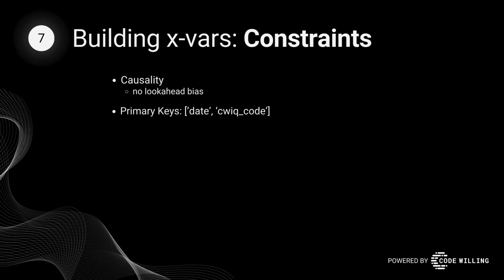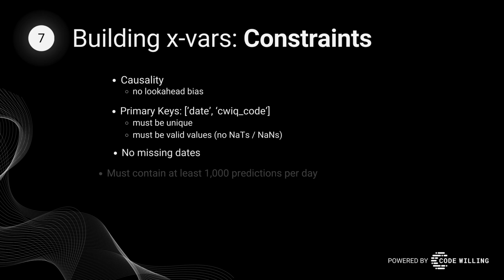Next, the primary keys of our predictions are date and quick code. This means their combination must be unique, so there should be no duplicate date and quick code pairs. This also means we can't have nans in those columns. We also don't allow any missing dates, meaning we don't allow any dates for which there are no predictions. Finally, we require at least 1,000 predictions per date.